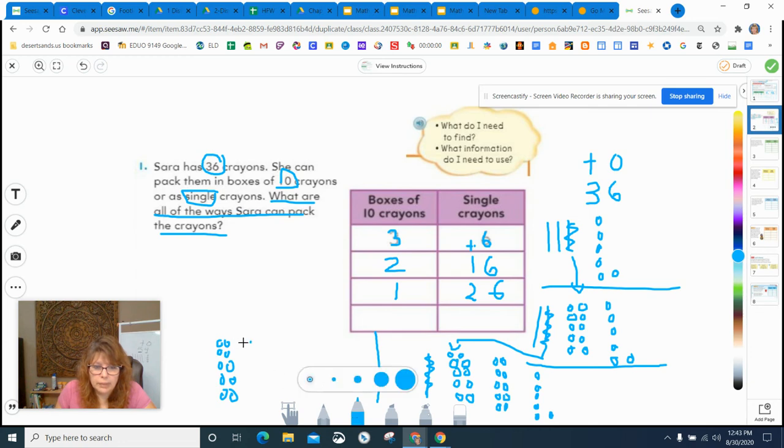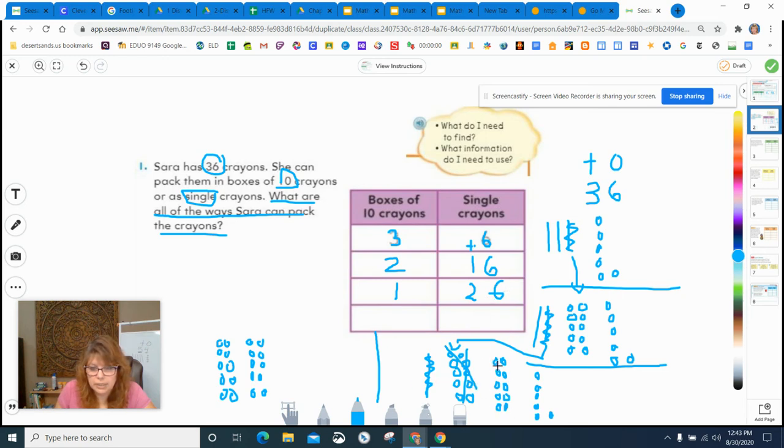I need to grab my pen. For some reason, I didn't write. 1, 2, 3, 4, 5, 6, 7, 8, 9, 10. Now, if you want to cross them when you do them over here because you already have that answer, that's fine, so you don't get confused.